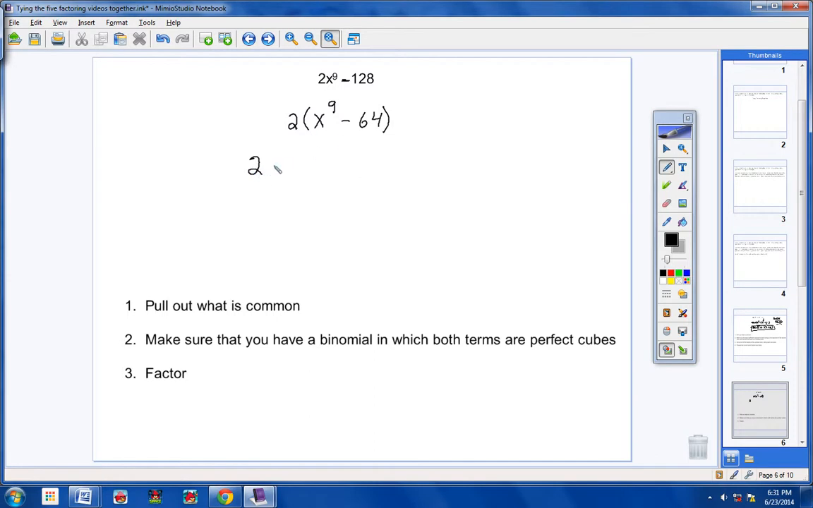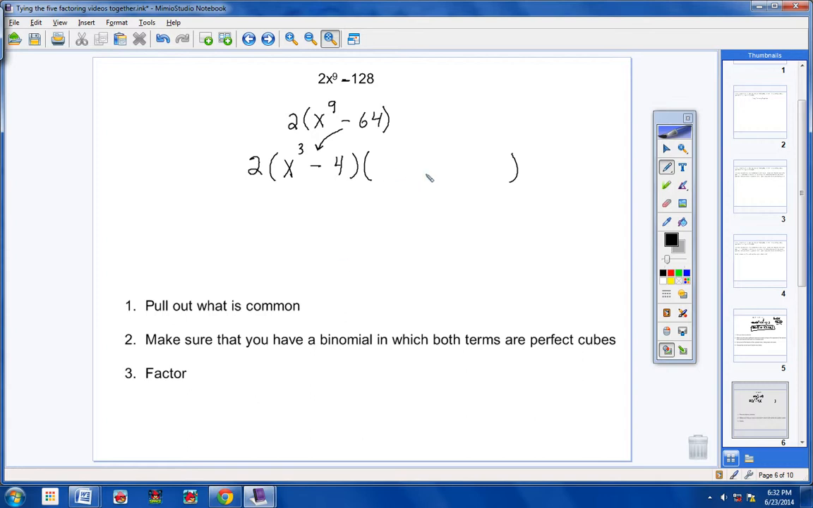Whenever you're dealing with perfect cubes, you put a small parentheses, and then you put a bigger parentheses. And then in your head, you take the cube root of x to the 9th, and the cube root of x to the 9th is x to the 3rd power. Then in your head, you take the cube root of this term here, 64, which is 4. And then whatever your sign is right here, you bring that down, you put it right here.